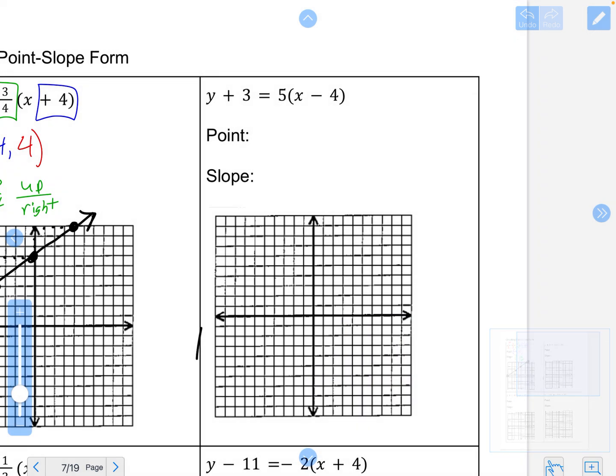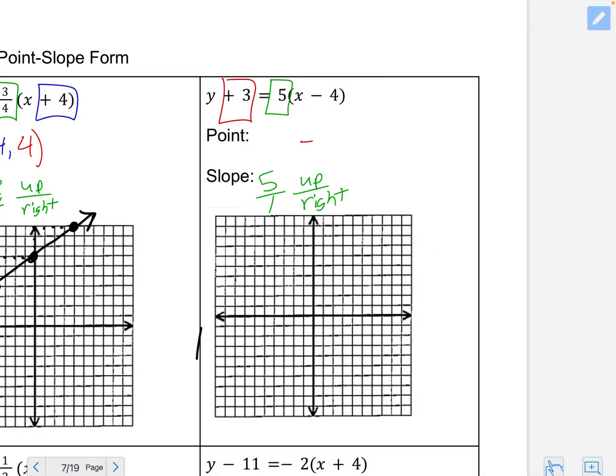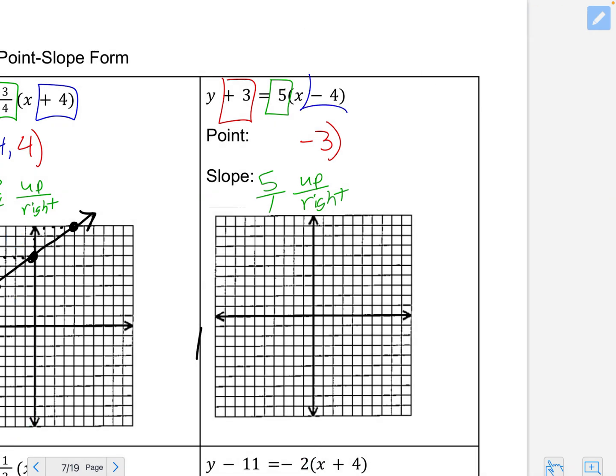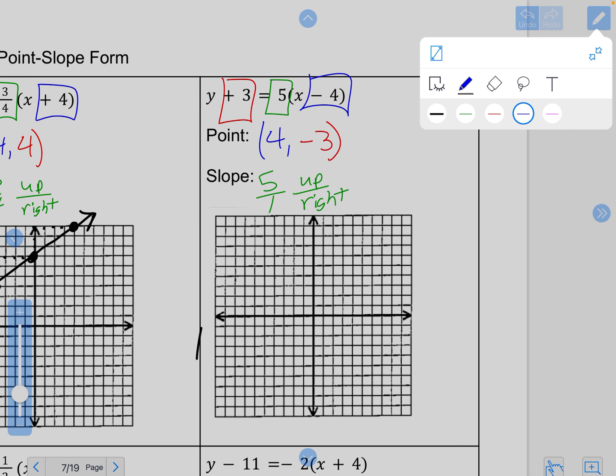So we want to find our slope. Our slope is what's in front of the x, which is 5. And remember, we change it to 5/1. We're going to go up 5 because it's positive and to the right 1. Now we need to find our point. We always have to flip our sign, so the y becomes a -3. Since the x is -4, we flip it to a +4.